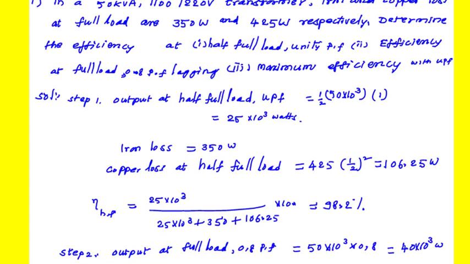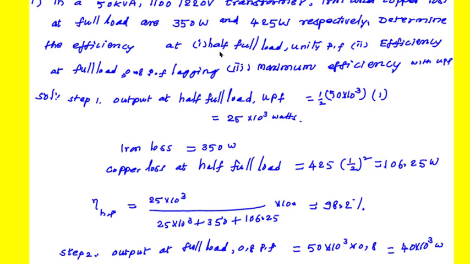So we have seen so far what is the condition for maximum efficiency, at what load the transformer reaches maximum efficiency. So now let us take a problem based on these formulas. In a 50 kVA 1100 volts by 220 volts transformer, iron and copper loss at full load are 350 watts and 425 watts respectively.